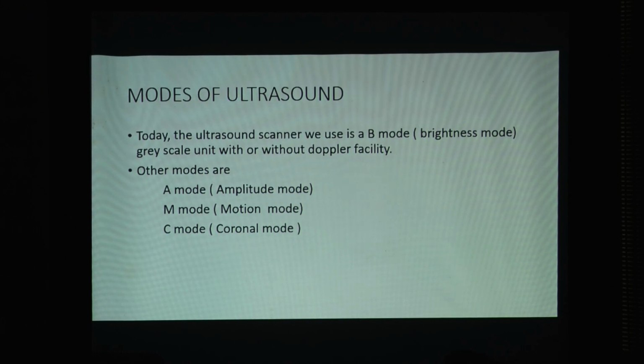Then there are many modes for ultrasound. The first was the A mode or the amplitude mode, then it changed into brightness mode, B mode, and later the black and white images turned into grayscale images. So now what we use routinely is the B mode grayscale unit with or without Doppler facility. The ophthalmologists use the C mode, that is the coronal scan, for the optic nerve and all.